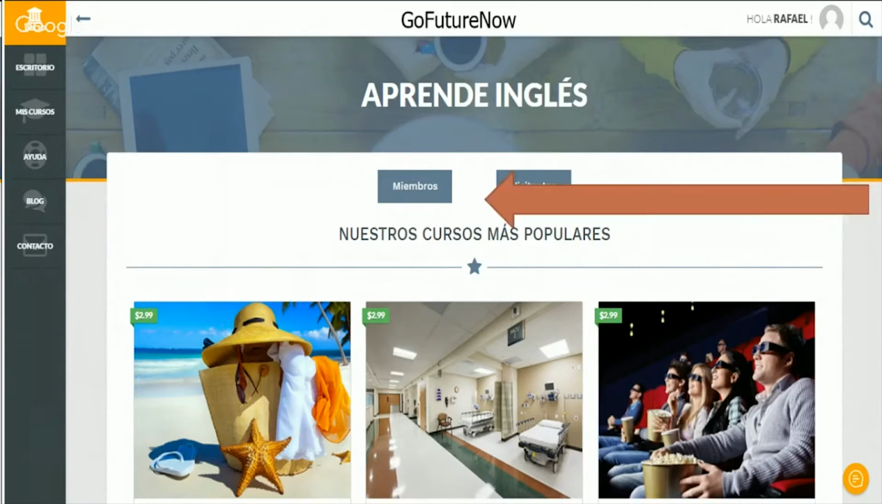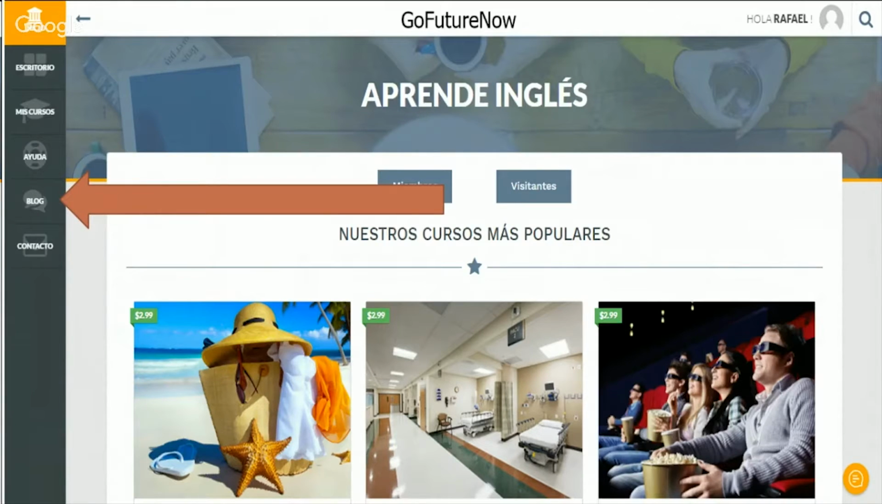And you can also go to the blog. Mis cursos, you have to pay for them. They're $3, but they last about 2 weeks. So, I mean, it's a really, really good deal. The blog, however, which is at the bottom, where the second red arrow is showing, is completely free.